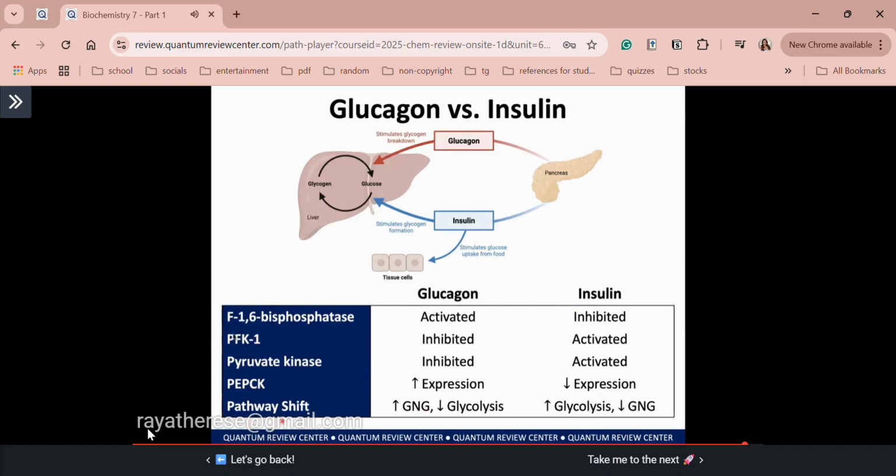All right, for pathway shift, this is the summary. Again, your glucagon inhibits glycolysis and favors gluconeogenesis. And insulin favors glycolysis and inhibits gluconeogenesis. So class, I hope that's clear. Again, glucagon and insulin, we have Ariana Grande bad influence, diba? So alpha cells, glucagon, beta cells, insulin.